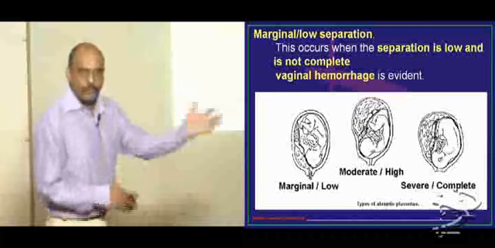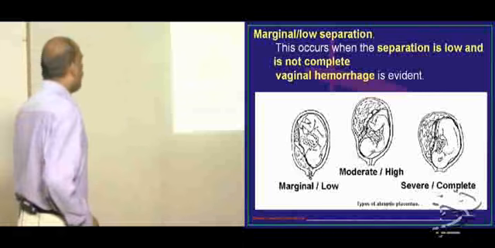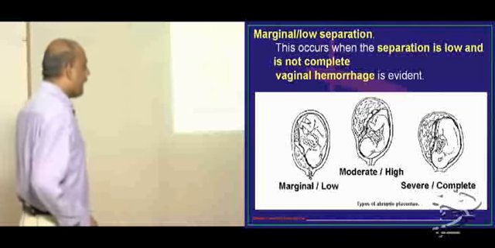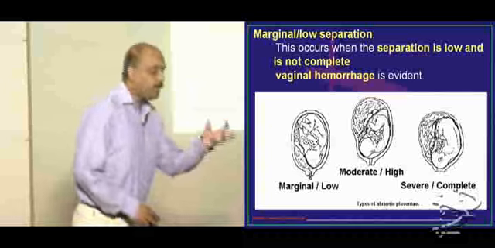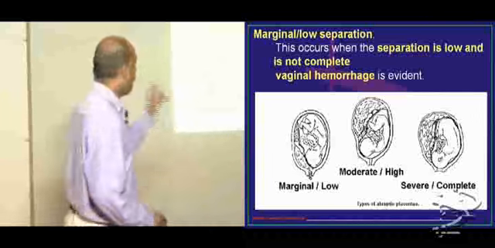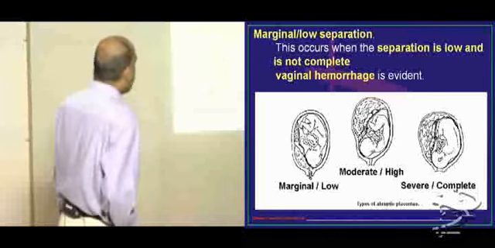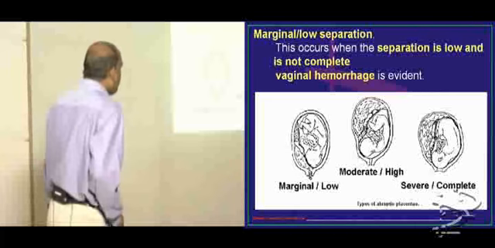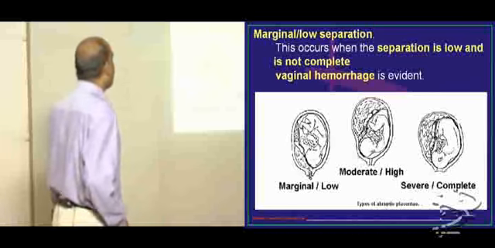Then if you take the abruptio placentae, that is the concealed hemorrhage, you have different types. You have a marginal or low type of abruptio placentae, a moderate or high type, and a severe and complete type; these are the three different types. The amount of vaginal bleeding will differ depending upon which type of abruptio placentae. If it is a marginal abruptio placentae, typically vaginal hemorrhage is very much evident. There is an outlet for the hemorrhage to happen.